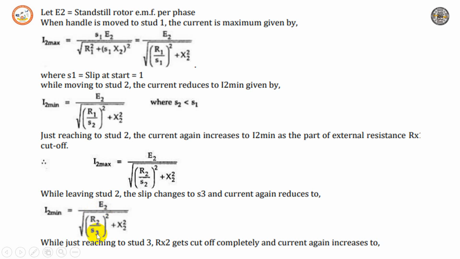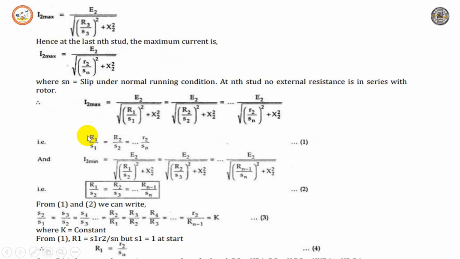Therefore, we have R2 by S3 here in the denominator. So this goes on till the nth stud. Finally, we equate the I2 maximum of each stud up to the nth stud, and we equate these currents. That I2 maximum is the same at every stud. In that case, we equate the equations of each stud's maximum current values.